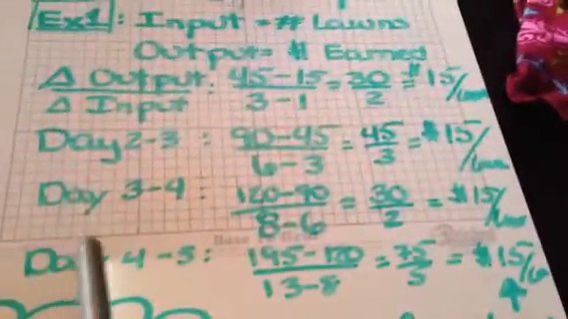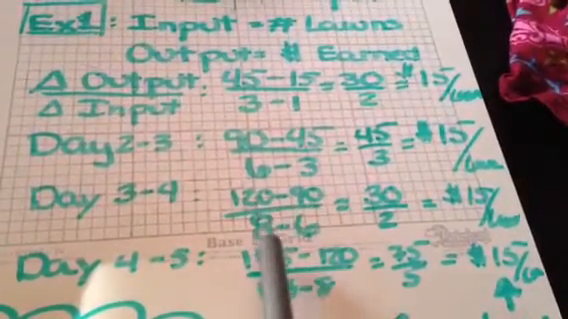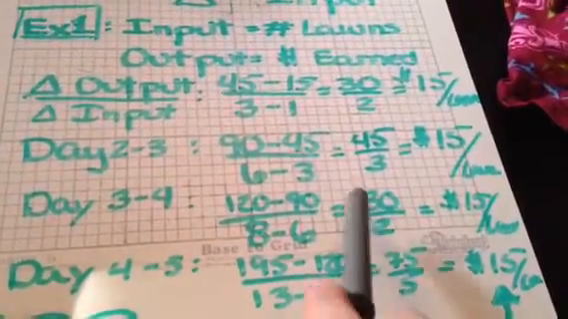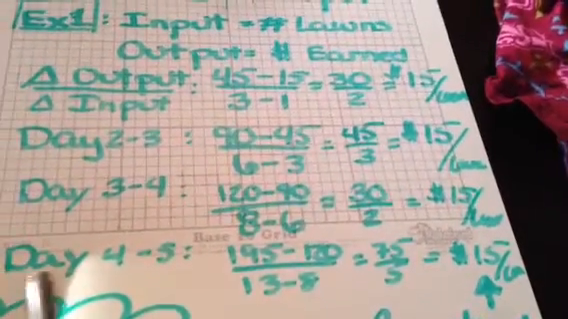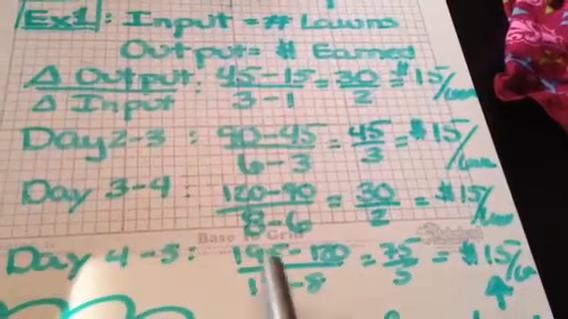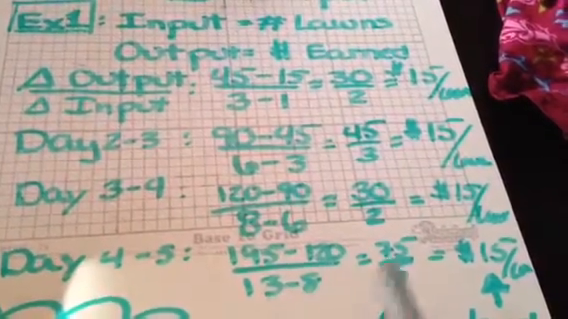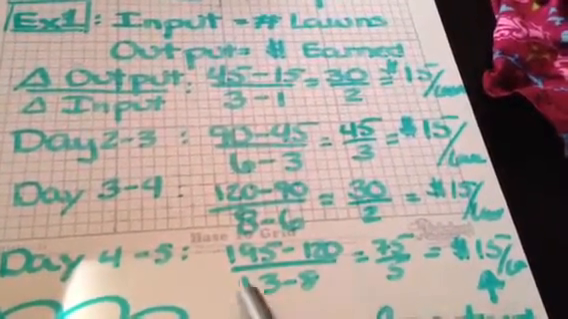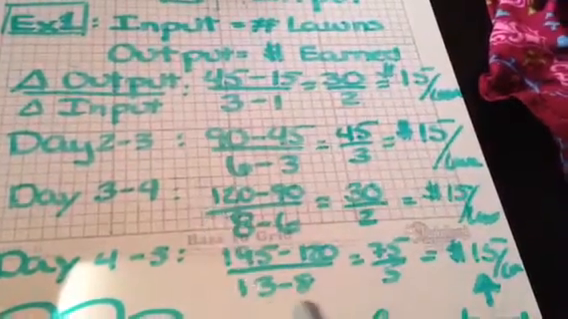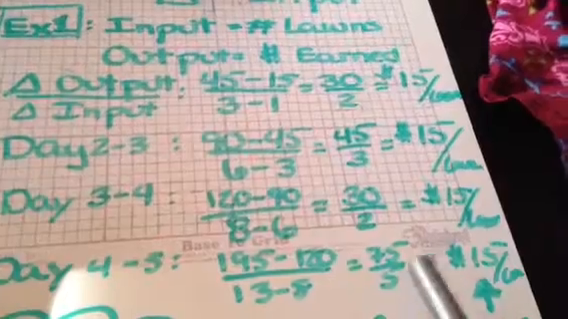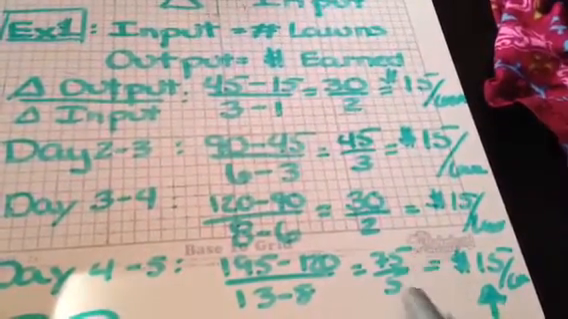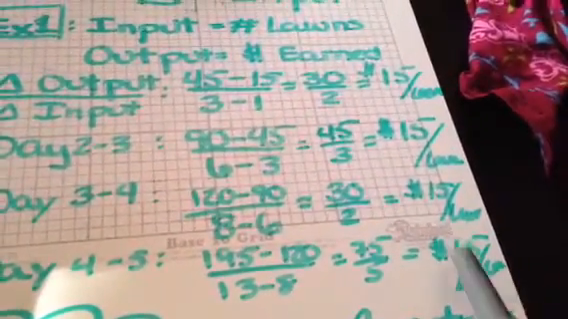So you can do this again with day 3 to 4, going 120 to 90, 8 and 6. And so that gives us yet again the same rate. And so day 4 to 5, she has 195 to 120, 13 minus 8. All of these numbers are coming from that table, so you're going to want to take a look in your book. And so this is equal to 75 over 5, which when you divide is 15.